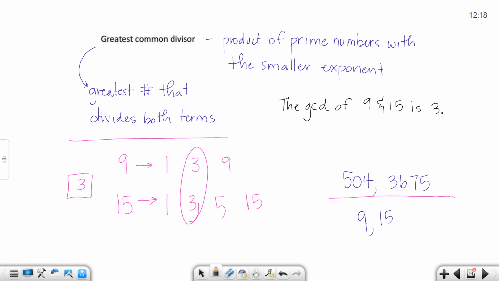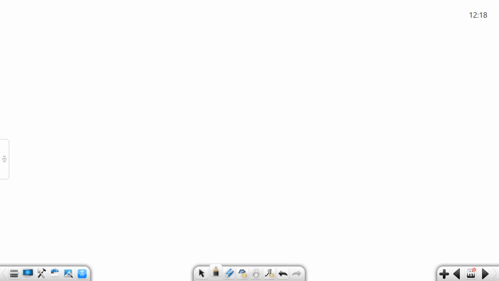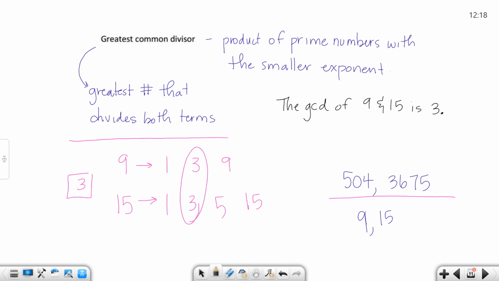Right, the other one that I want to do is 504 with 3,675. Make sure I copied them. I did. Okay, what I want to do with these is make a factor tree. So we're going to make a factor tree out of both of them. It doesn't matter which number you start with. I'm going to start with a factor 2.